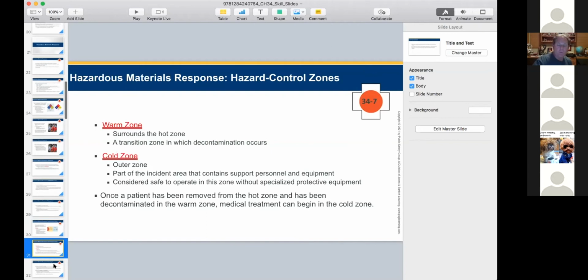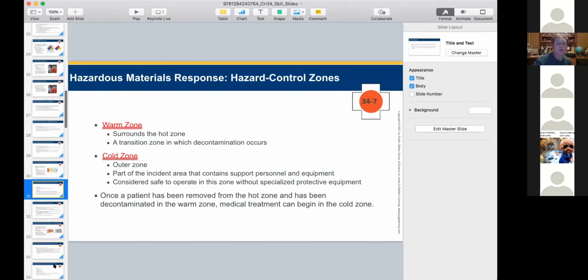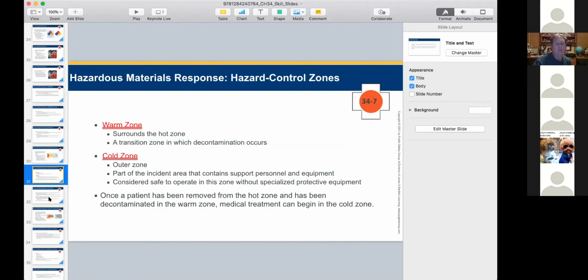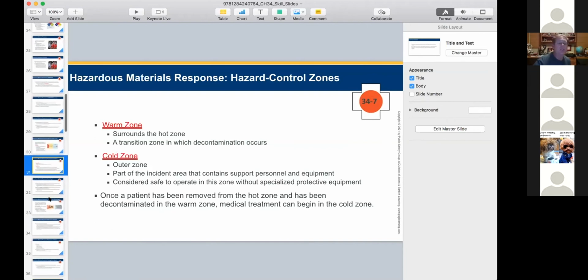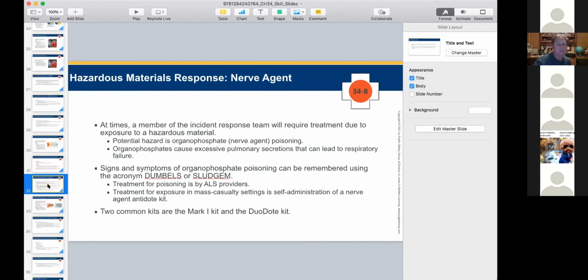Patients that we're going to see are going to be the ones that come into the cold zone. That's any patient that comes into the cold zone has gone through a decon process. Here they're talking about organophosphate poisoning, nerve agents. They're going to go through here and show you. The big thing is the terms dumbbells or sludge.